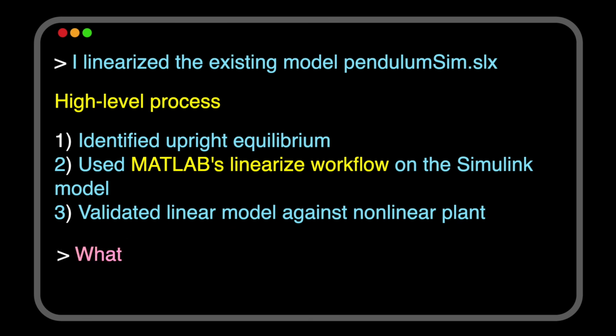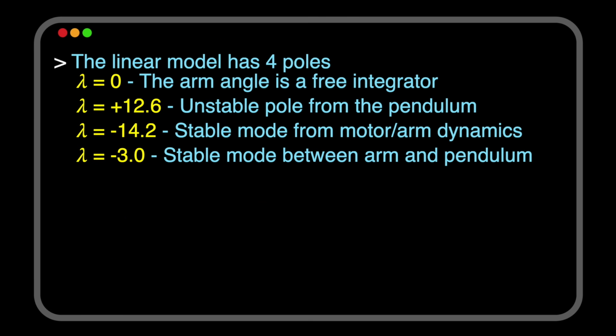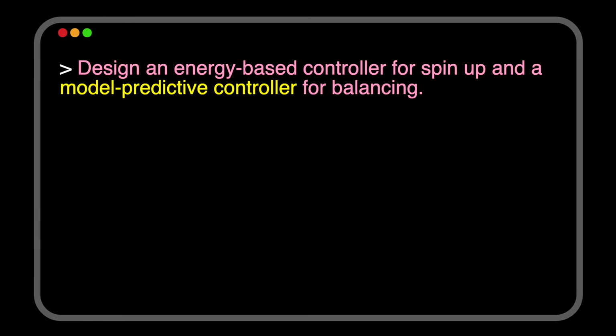And then the agent came back and helped us interpret the resulting linear model. It explained the 4 poles in the model and how each of those poles were typical for an inverted pendulum. And this is something that Naren and I were able to verify was correct through our own expertise and understanding of the problem.